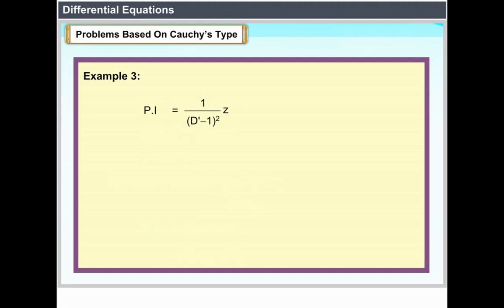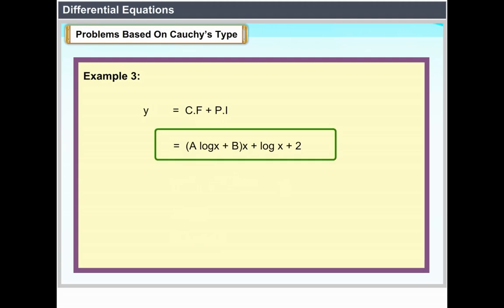PI equal to 1 by (D dash minus 1) the whole square into z, equal to (1 minus D dash) to the power minus 2 into z, equal to (1 plus 2D dash plus 3D dash square plus etc.) into z, equal to z plus 2, equal to log x plus 2. y equal to CF plus PI, equal to (a log x plus b) into x plus log x plus 2.